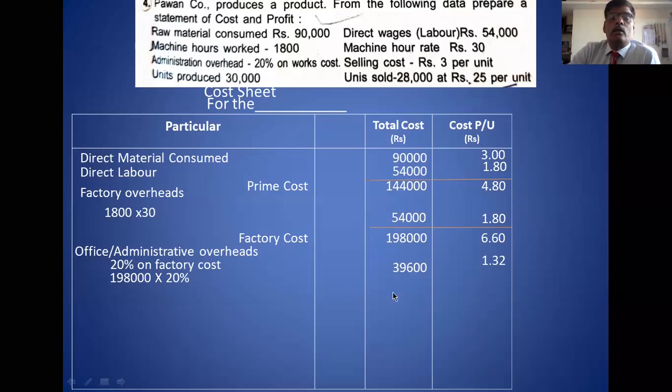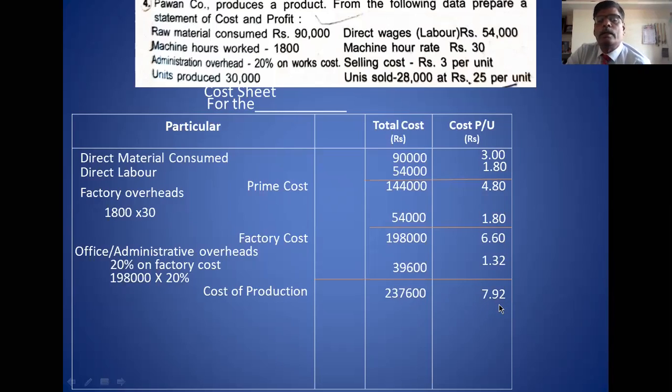Now you take the total. This total is called as cost of production. In this stage, you have to take unit produced in the inner column. Total cost of production is 2,37,600. Per unit is 7.92. In this stage, compulsorily you remember the unit produced in the inner column. Here, 30,000 is unit produced.